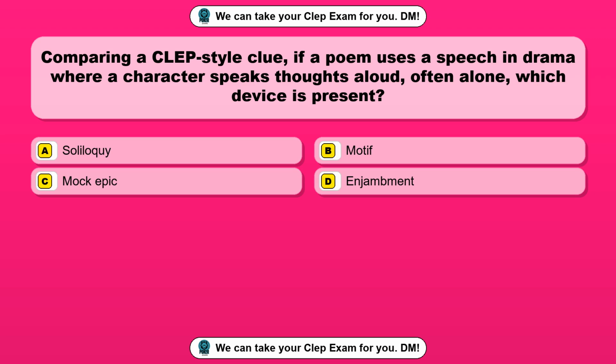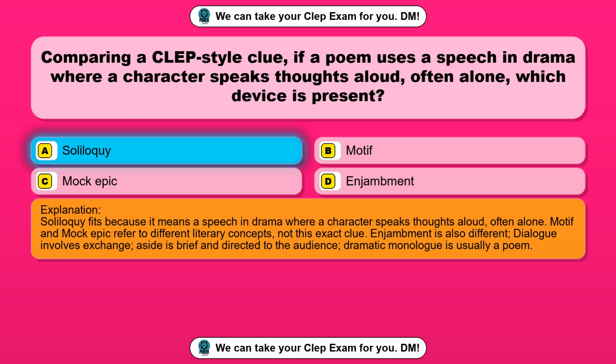Question 60. Comparing a CLEP-style clue. If a poem uses a speech in drama where a character speaks thoughts aloud, often alone, which device is present? Option A. Soliloquy. Option B. Motif. Option C. Mock epic. Option D. Enjambment. The correct answer is option A. Soliloquy. Soliloquy fits because it means a speech in drama where a character speaks thoughts aloud, often alone. Motif and mock epic refer to different literary concepts, not this exact clue. Enjambment is also different. Dialogue involves exchange, aside is brief and directed to the audience, dramatic monologue is usually a poem.